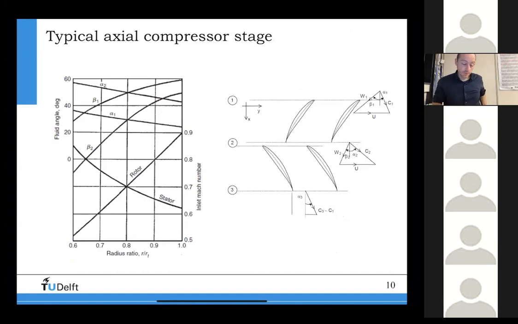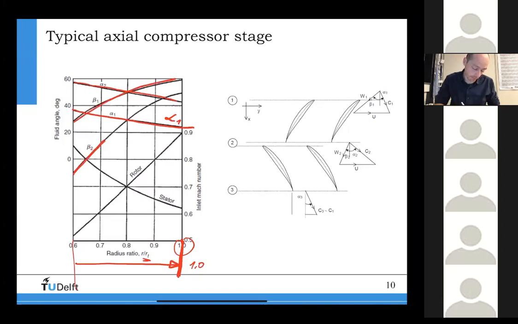Now you can see how it looks for a typical compressor stage. You can see that this here is the radius, R over R tip, so it's 1, because the tip radius is, of course, the maximum radius. If I normalize the radius by the tip radius, I get 1 here, right? And then you see that I can also calculate how alpha 1 will change. This is alpha 1. This is alpha 2. This is beta 1 and beta 2.